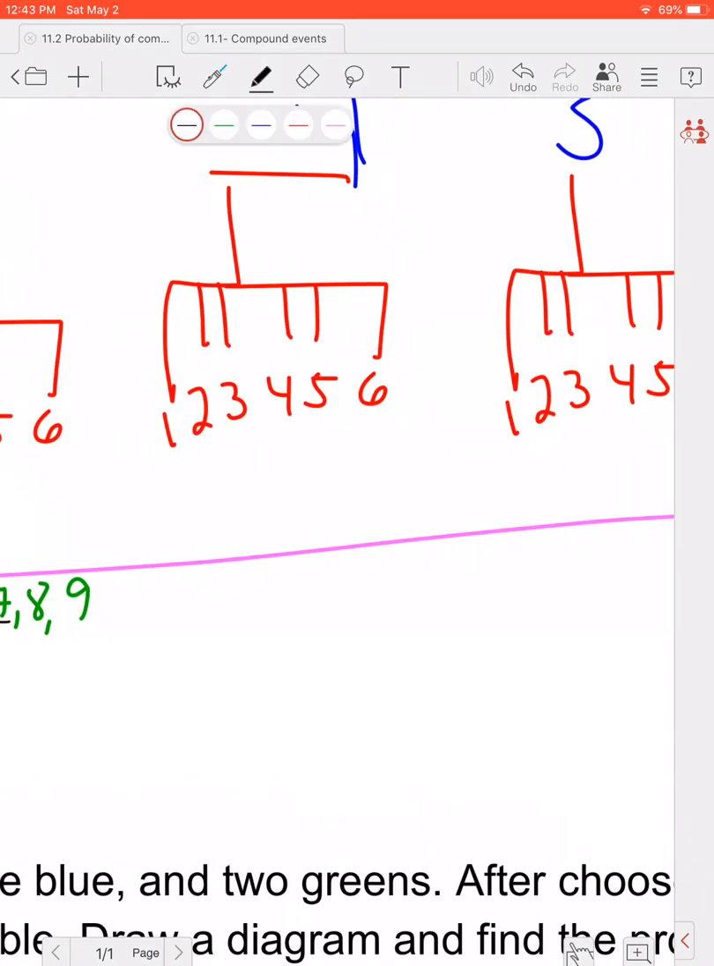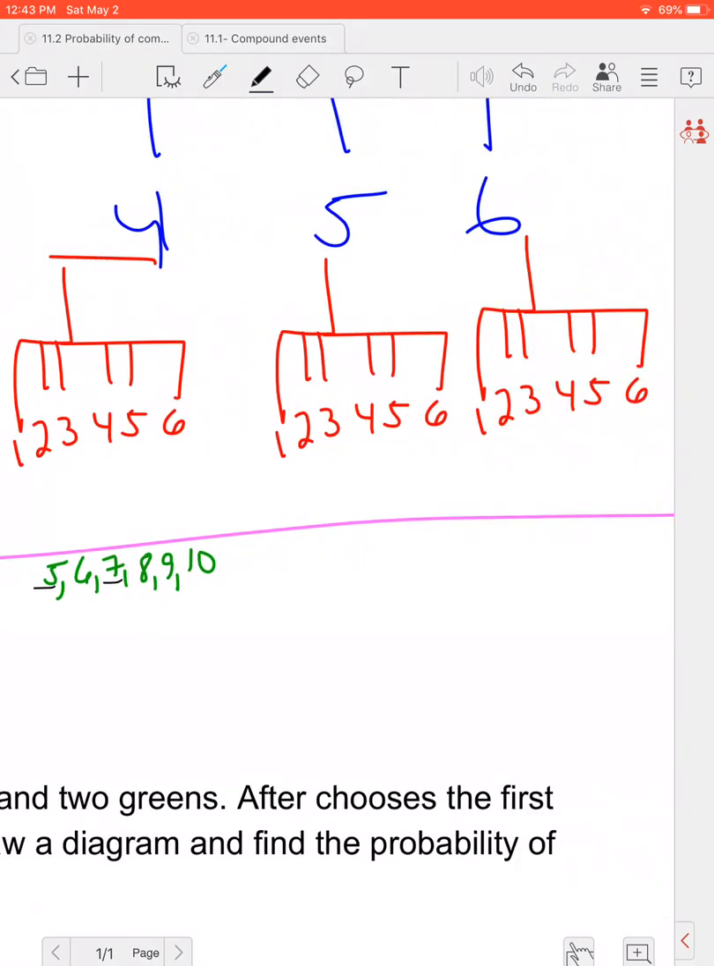Now if we add 4 to every number, 1 plus 4 is 5. 2 plus 4 is 6. And then we're going to have 7, 8, 9, and 10. And again, if we highlight those prime numbers, 5 and 7 are our only primes there.